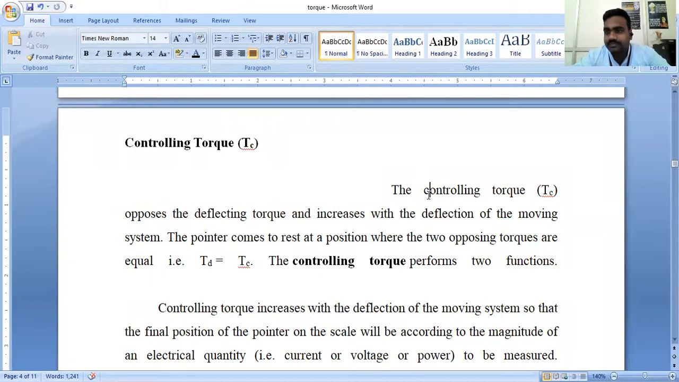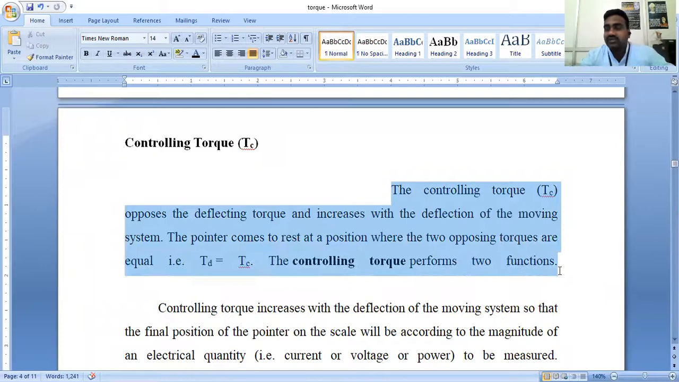So controlling torque means the controlling torque opposes the deflecting torque at an instant of time. That means at a particular instant of time, the controlling torque is equal to the deflecting torque. If 5 ampere current is flowing in the line, the needle starts from 0 ampere and reaches 5 ampere. At 5 ampere, the needle has to stop. When the needle is stopped at 5 ampere current, the controlling torque is equal to the deflecting torque.